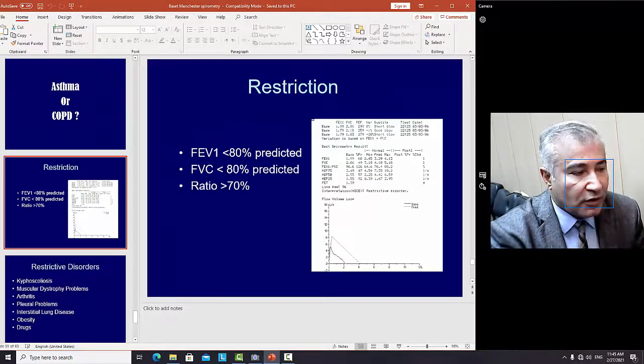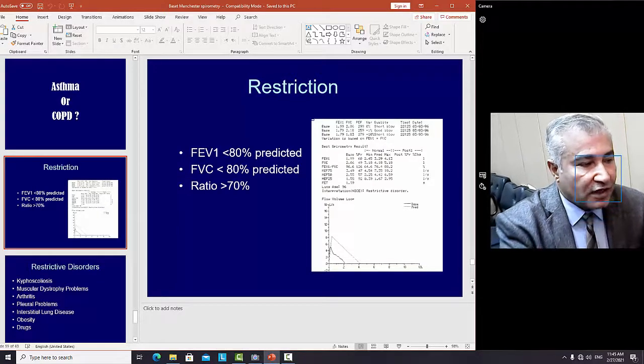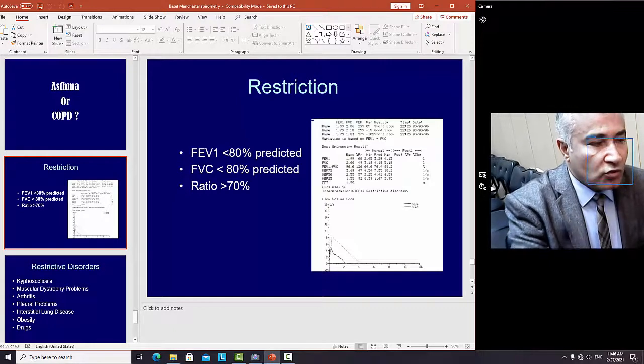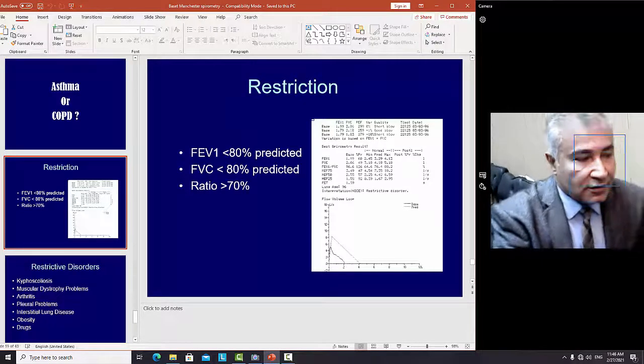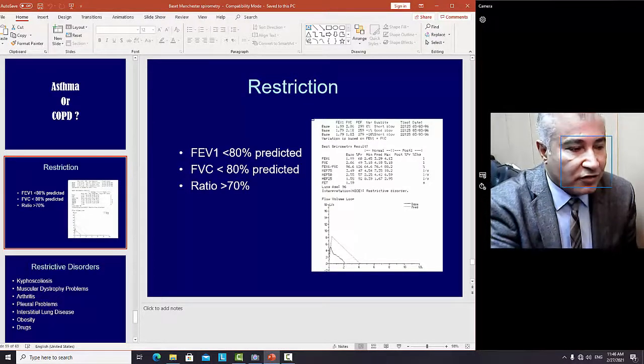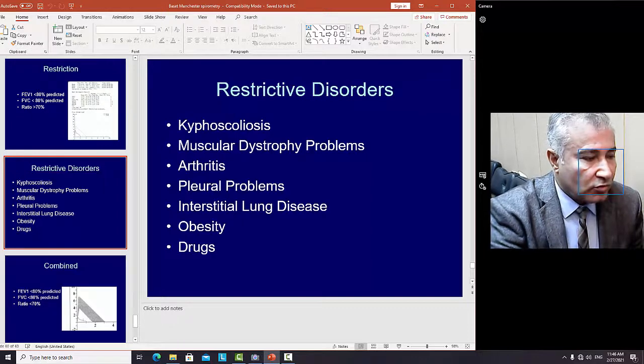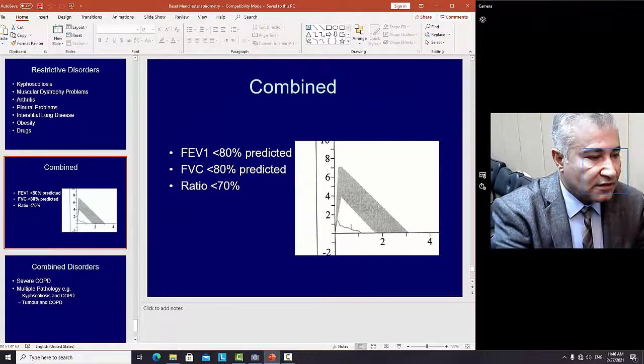Ratio above 0.7, it is normal or restriction. Forced vital capacity below 80 and FEV1 below 80. So what does it mean? It means a restrictive ventilatory defect with decrease in volume. Restriction disorders like kyphoscoliosis, muscle arthritis, neurological, interstitial, like this.